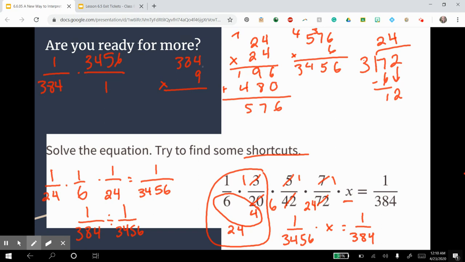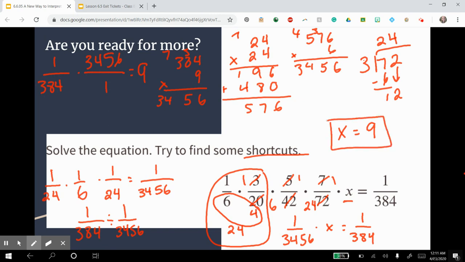4 times 9 is going to be 36. Ooh, it's looking promising. 9 times 8 is 72, plus 3 is 75. 9 times 3 is 27. Plus 7 is 34. Yay. Oh, they made this so nice for us. So I'm left with 9. Kind of. So I know that x equals 9.